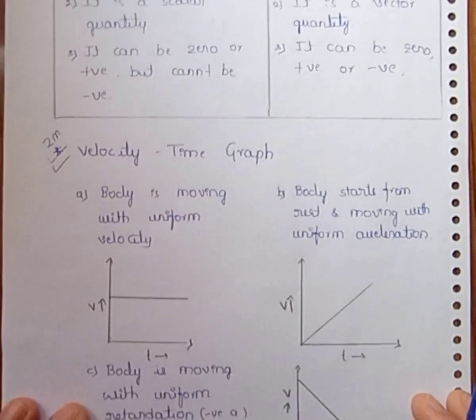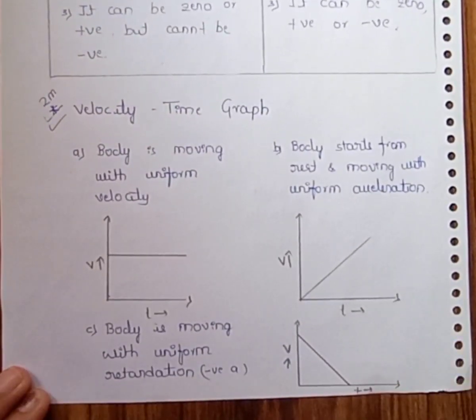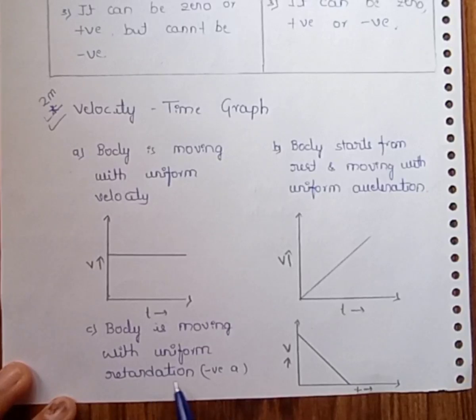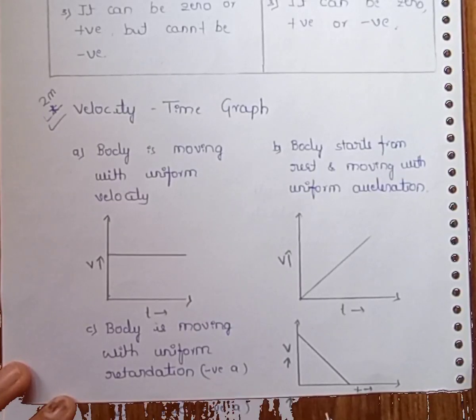And the third case, it is when the body is moving with uniform retardation. Retardation means negative acceleration. In this case, what happens? As time increases, velocity goes on decreasing, and finally it reaches or intersects the x-axis. These are the three main cases while drawing a velocity time graph.